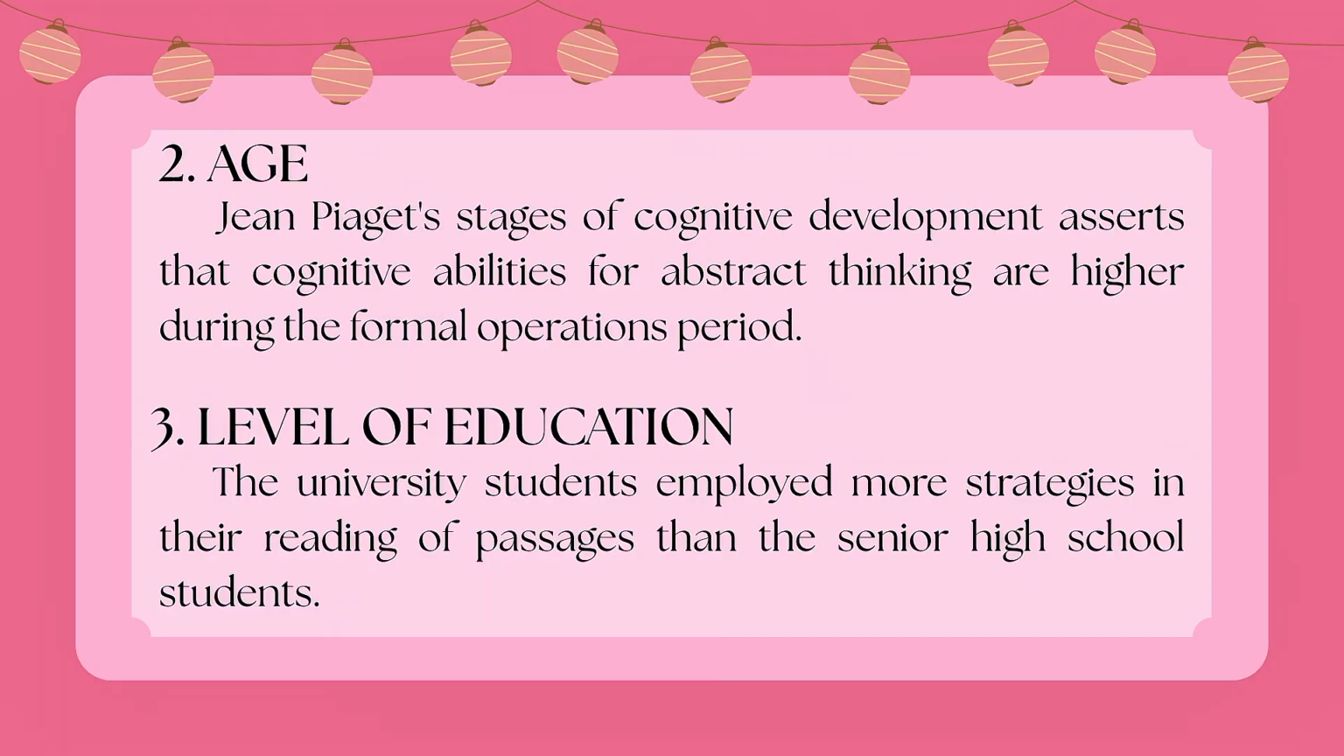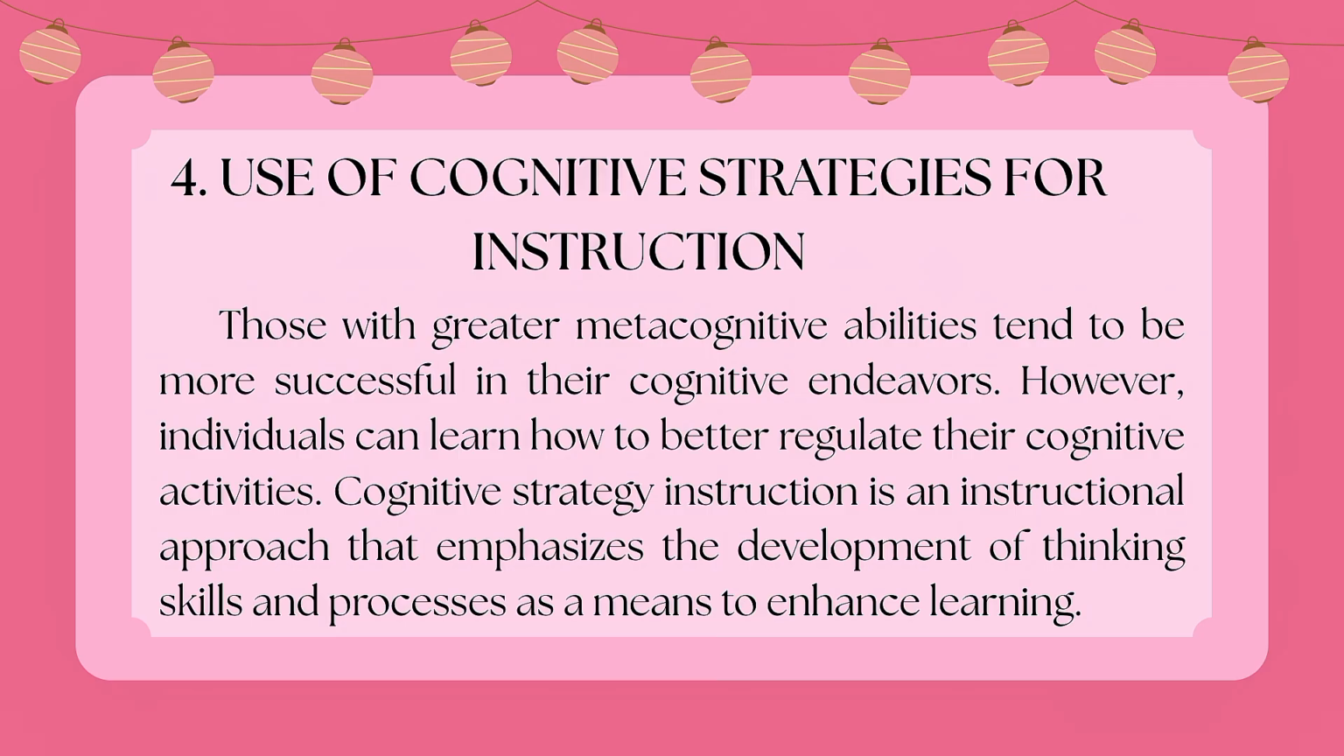Third, we have level of education. In a study conducted by Kerslow 2012, there were differences in types of strategies according to level of education. The university students employed more strategies in their reading of passages than the senior high school students. And lastly, we have use of cognitive strategies for instruction. CSI assumes that there are identifiable cognitive strategies previously believed to be utilized by the best and the brightest students, and which can be taught to students. Using these strategies is associated with successful learning.